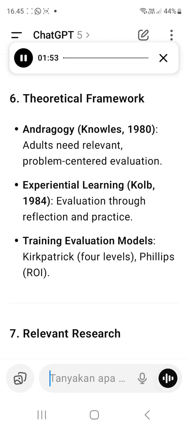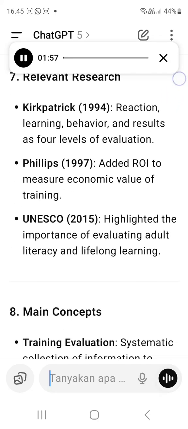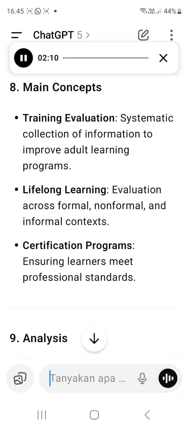7. Relevant research. Kirkpatrick, 1994: reaction, learning, behavior, and results as 4 levels of evaluation. Phillips, 1997: added ROI to measure economic value. UNESCO, 2015, highlighted the importance of evaluating adult literacy and lifelong learning.